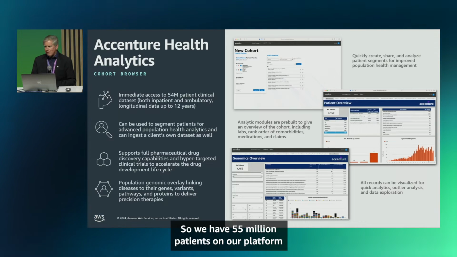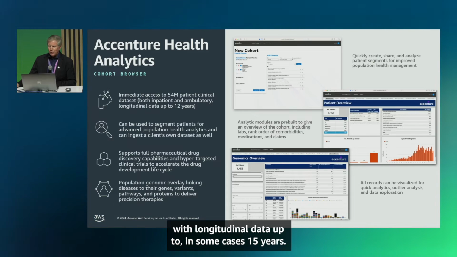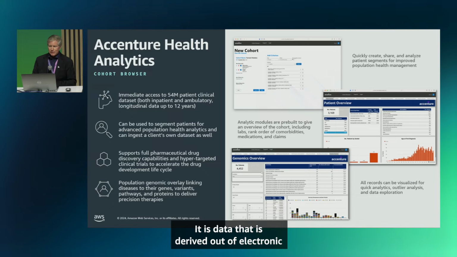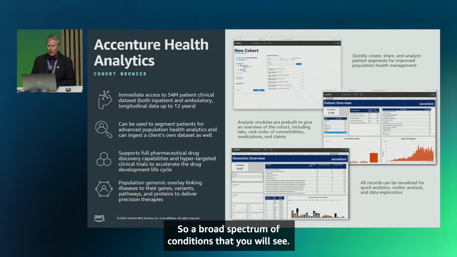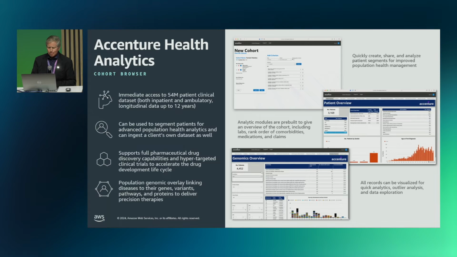So we have 55 million patients on our platform with longitudinal data up to, in some cases, 15 years. It is data that is derived out of electronic medical record systems, both inpatient and ambulatory, so a broad spectrum of conditions that you will see.